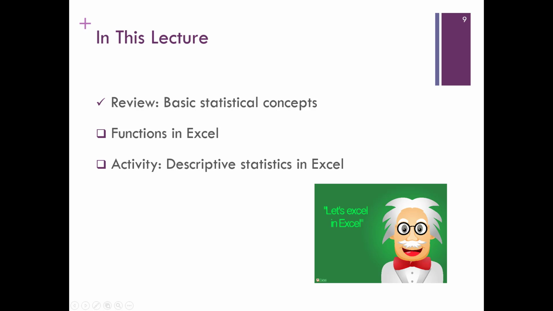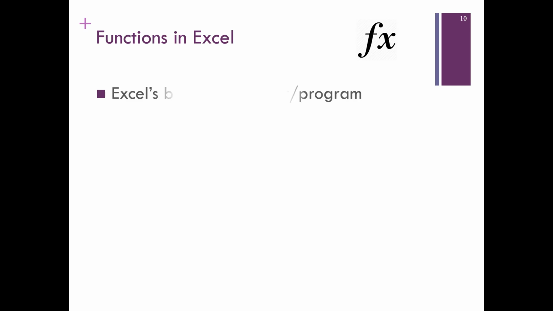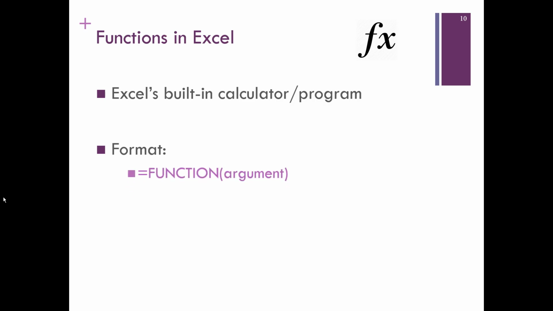Alright, so now that we've reviewed some useful statistical concepts, let's talk about functions in Excel. So what are they? They refer to Excel's built-in calculator program, and you have quite a few options. And in general, the format looks something like this, where you would type in equal and then the function name, and then in parentheses a particular argument. And so what goes in the parentheses would be specified by the type of function that you have, and there are no spaces, you just write them all out like that.